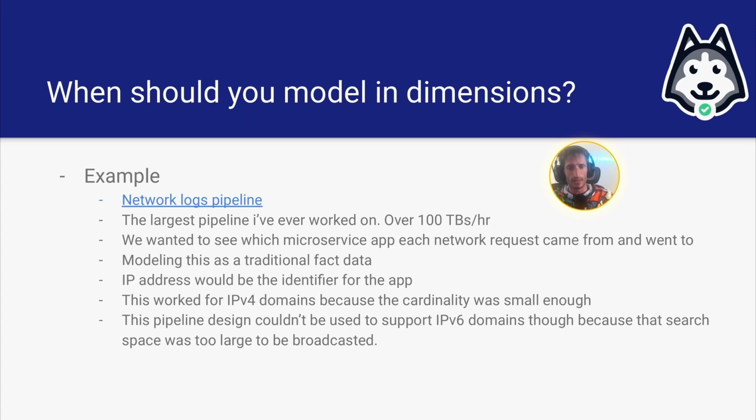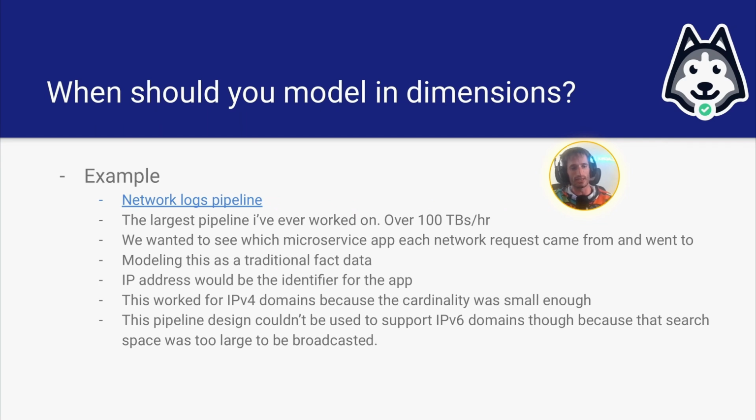broadcast join. But one of the things that happened was we were like, oh, this pipeline needs to be upgraded. And we needed it to go to IPv6 instead of IPv4. And we needed to bring in a lot more IP addresses. And then we realized, this isn't going to work anymore. This join is no longer going to work. We will not be able to figure out, based on IP address, what the app is.